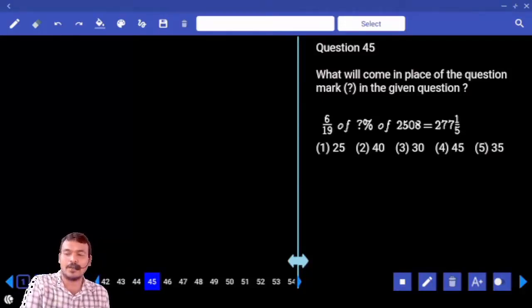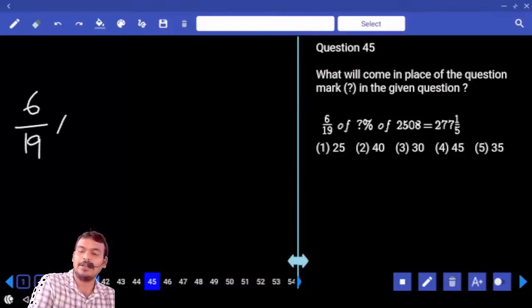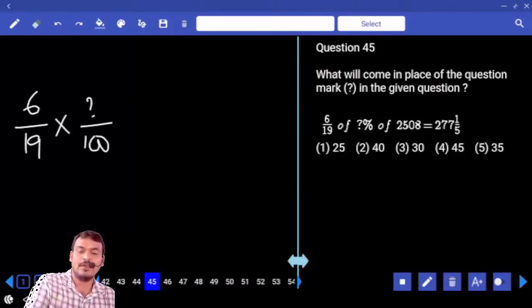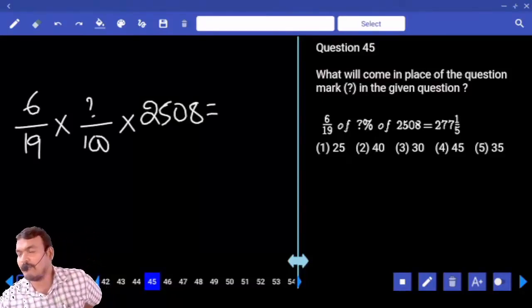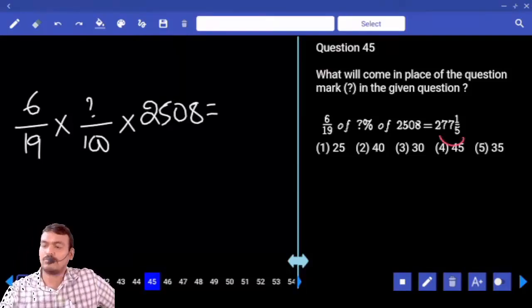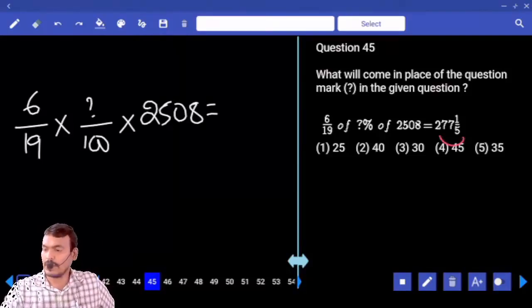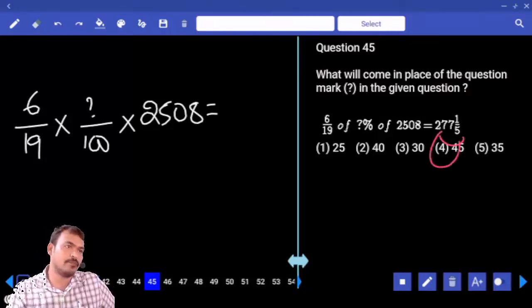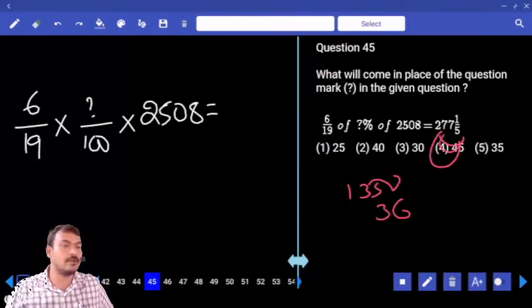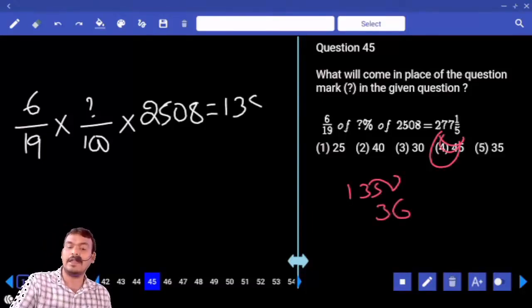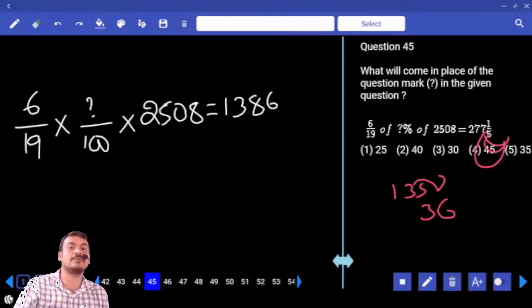6 by 19 of what percent of 2508? It is equal to 277 1 by 5. First one, 6 by 19 into something by 100 into 2508. First 5 into 200, 1000. 5 into 70, 350. Means 1350 or not? Next 5 7s are 35. Plus 1, 36 or not? Total it is 1386. Any cancellations?